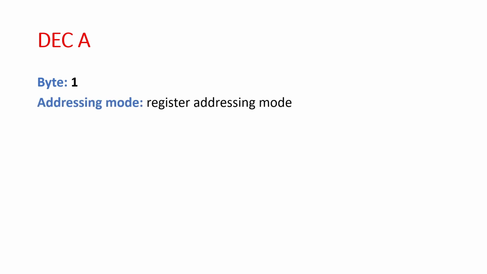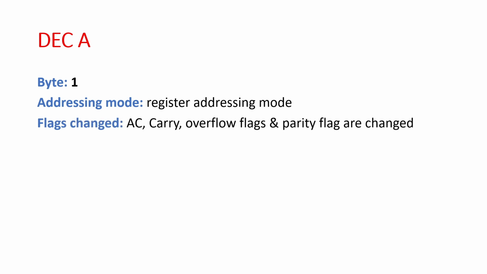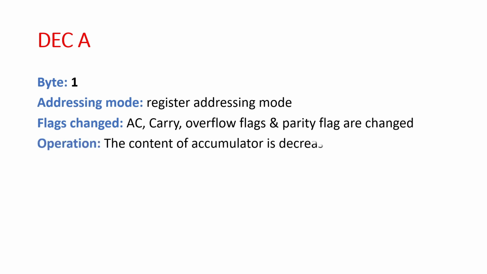See the next instruction, DEC A. That means decrement the content of accumulator by 1. This is a 1 byte instruction. Addressing mode is register addressing mode. Flags auxiliary carry, overflow and parity flags are changed. Now the operation: the content of accumulator is decreased by 1.